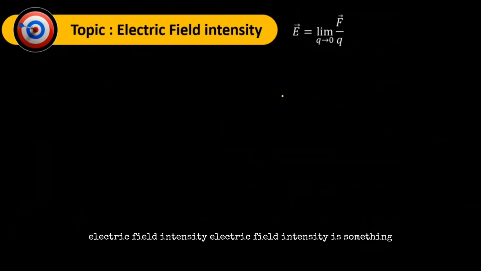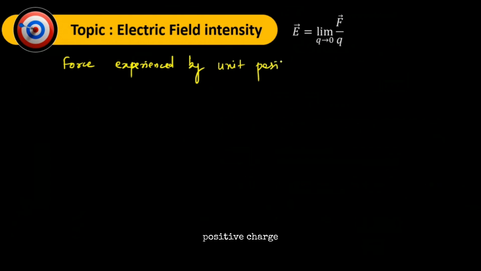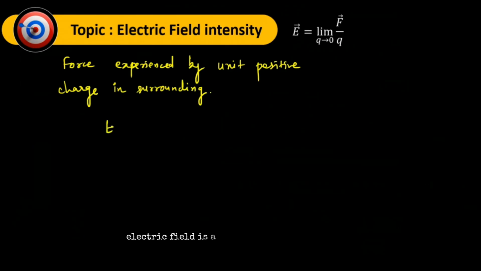Electric field intensity. How can we define electric field intensity? Electric field intensity is defined as the force experienced by a unit positive charge in the surrounding. So whatever force a unit positive charge will experience, that is something we call electric field. Electric field is a vector quantity, represented by E vector. It is equal to force per unit charge.